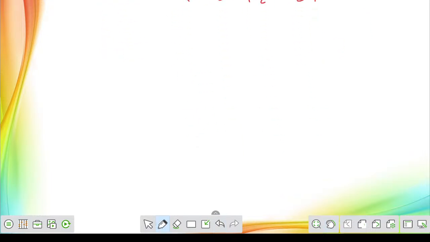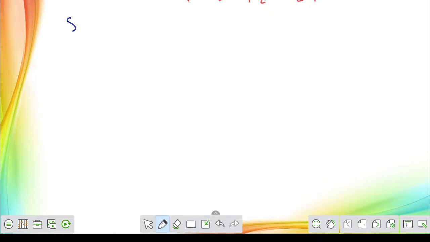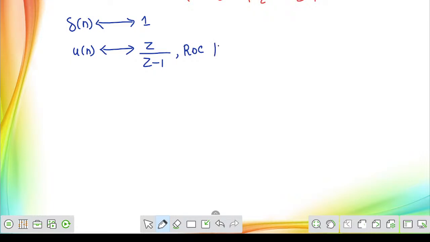The conclusions from the above derivations are: first, if I have an impulse function del of n, its corresponding Z transform is simply 1. If I have a step function u of n, then its corresponding Z transform is going to be Z upon Z minus 1, or else you can say 1 upon 1 minus Z power minus 1, whichever it is. And another most important thing is the ROC, the region of convergence. So what will be the region of convergence for the given function? The region of convergence is mod of Z should be greater than 1.